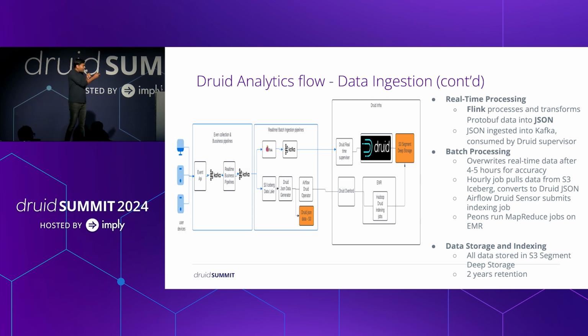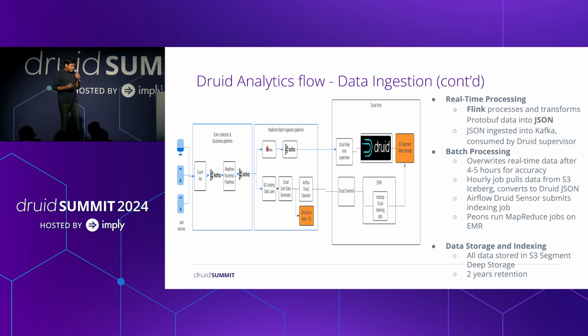So we first take the data from Kafka and put it into our data lake. Our data lake is an Iceberg data lake. We ingest everything in Iceberg, partitioned hourly. Then we launch an hourly Spark job that takes data from Iceberg and converts it again into JSON format, writing into temporary S3 storage.